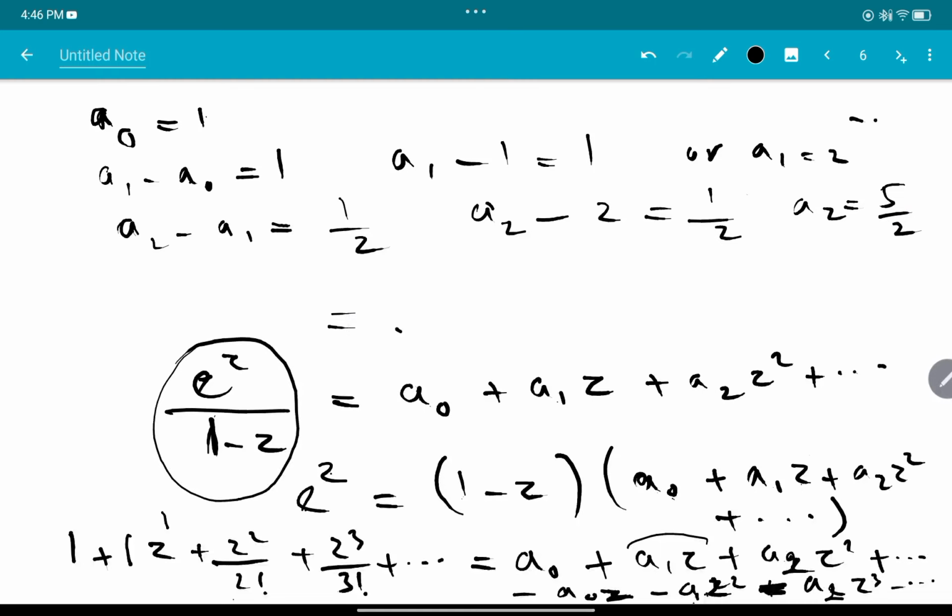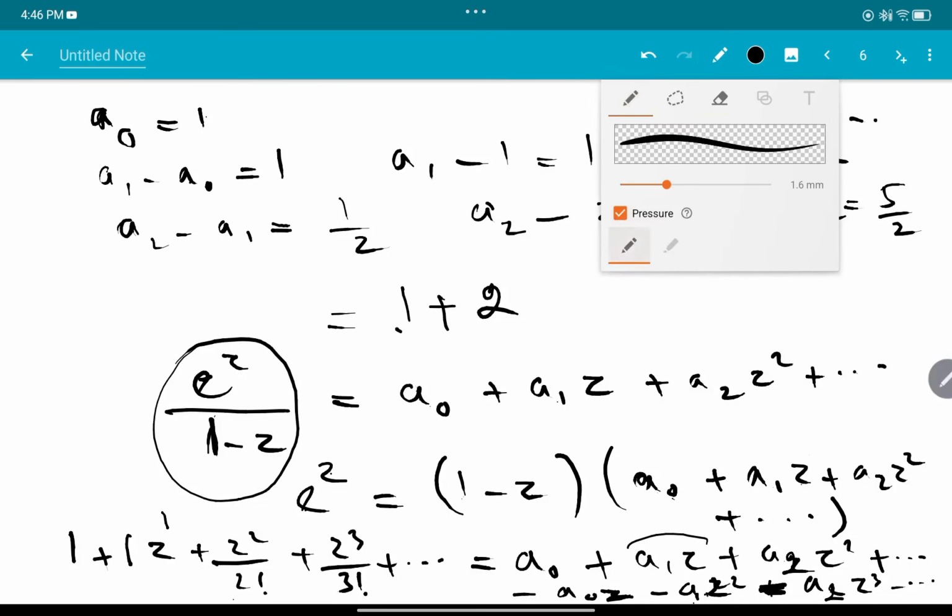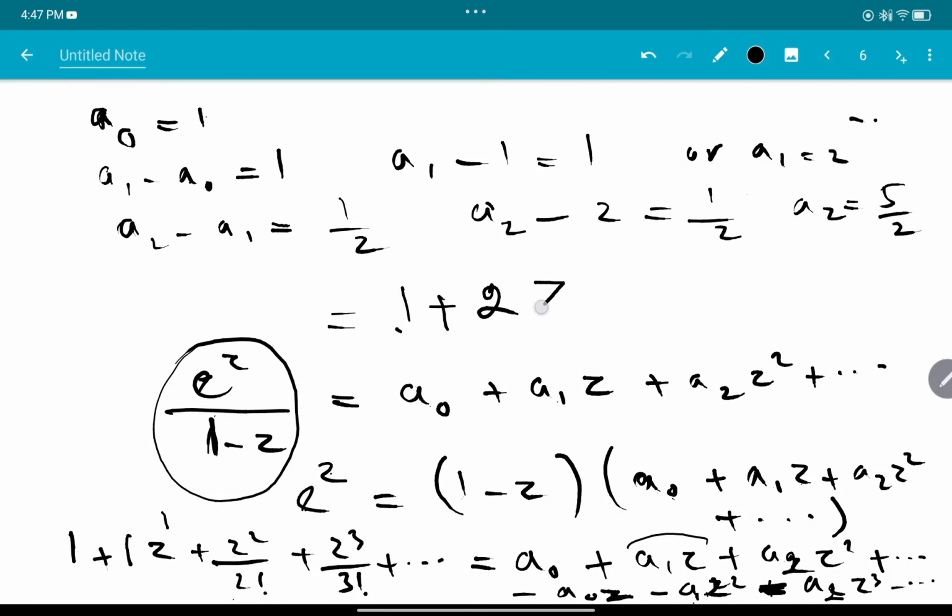a0 is 1, plus a1 is 2, so 2z, then you have next a2 is 5 by 2, so 5 by 2 z squared, and so on, so on.